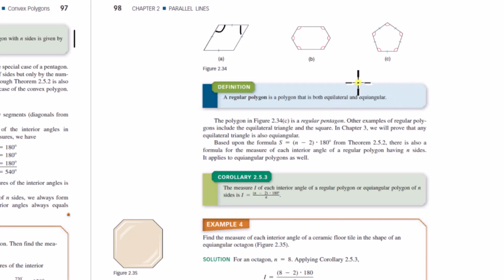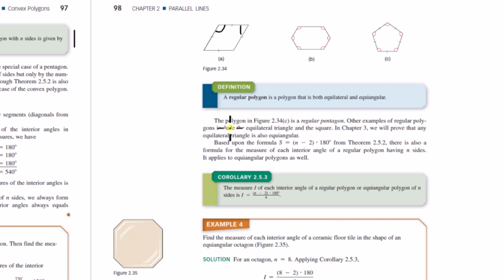Now, you might wonder, can a concave polygon be regular? Well, no. The reason, if you think about it, is that a concave polygon is going to have at least one interior angle be a reflex angle. Well, then how could all of the angles of a polygon be reflex? So it's not by definition that a concave polygon is not regular, it's just not possible. All right, so the third polygon above is a regular pentagon.